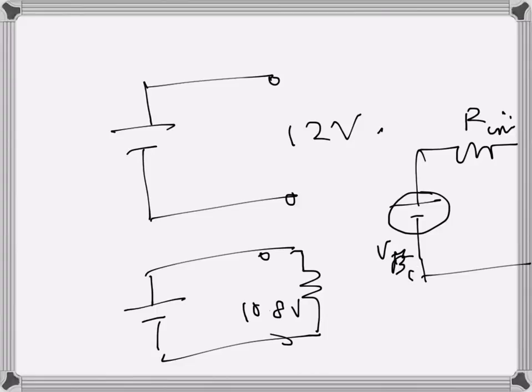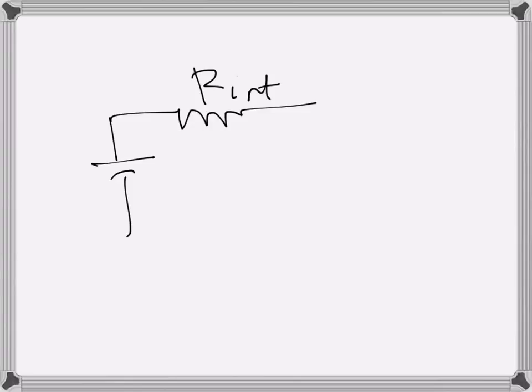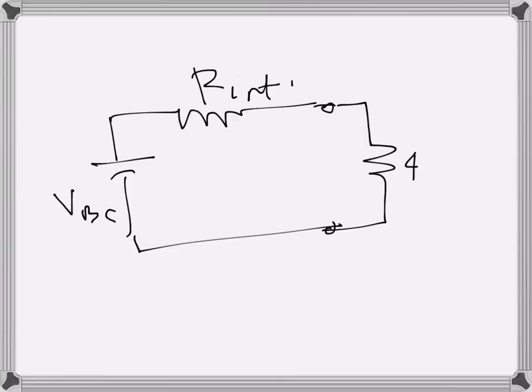So we have the information, so let's draw the battery with the internal resistance now, and this is the internal resistance. Let's call it R internal, and this is V battery, VBC. Normally this is 12 volts when it's open circuit, but when it's connected to a resistance of 4 ohms, then the voltage is 10.8 volts. So now the voltage is 10.8 volts.